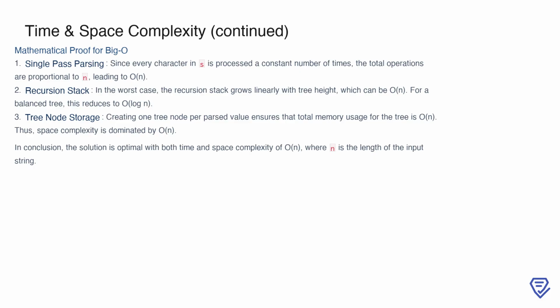The recursion stack's growth depends on the tree height, which is O(n) in the worst case and O(log n) for a balanced tree. Tree node storage also contributes O(n), as each node corresponds to a parsed value. When combining these factors, both time and space complexities are dominated by O(n), making the solution highly efficient. This linear performance guarantees that the approach scales well even for large inputs, solidifying its efficiency and practicality.